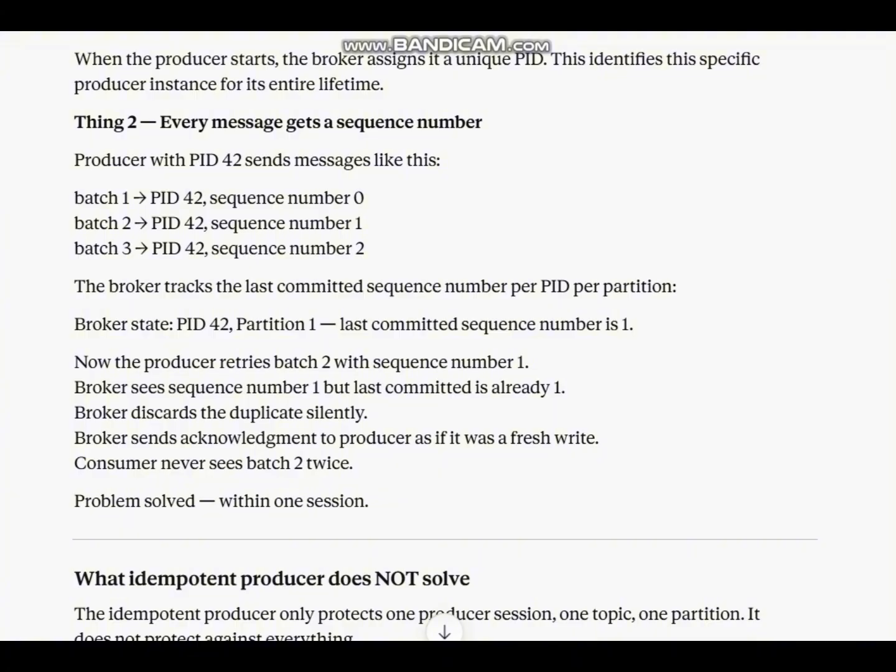Now the producer retries batch 2 with sequence number 1. Broker sees sequence number 1 but last committed is already 1. Broker discards the duplicate silently. Broker sends acknowledgement to producer as if it was a fresh write. Consumer never sees batch 2 twice. Problem solved, within one session.